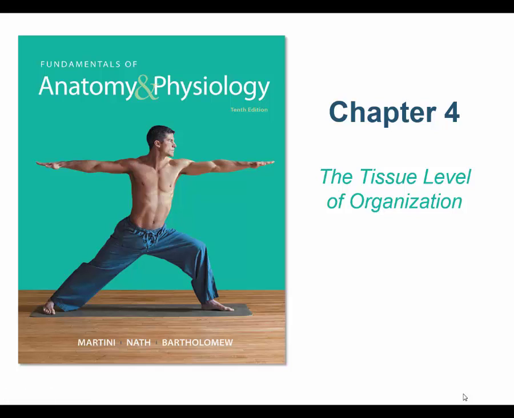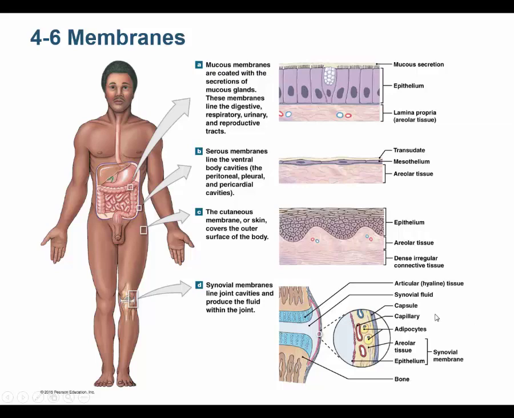All right, folks, this is 4-6 to 4-7. And we're going to talk about membranes. Now, membranes are made up of epithelial tissue, but they all secrete something as well. So we have four different types of membranes. We have mucous membranes, which do what we say, they secrete mucus. We have serous membranes, which secrete a thin watery solution called serous fluid.